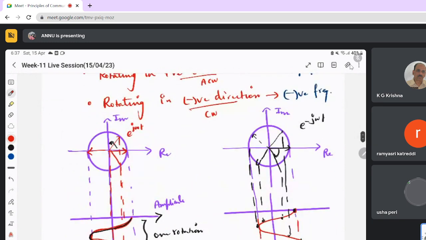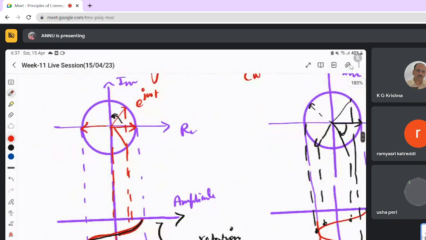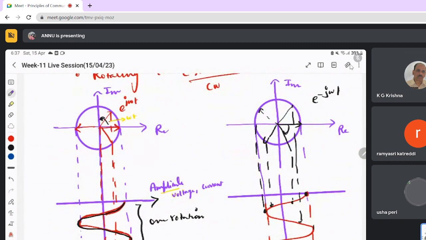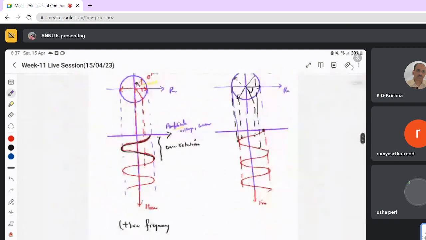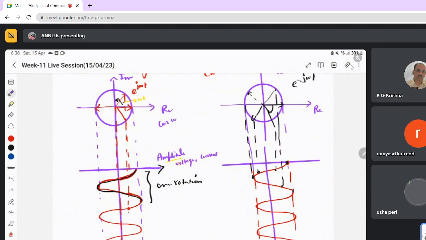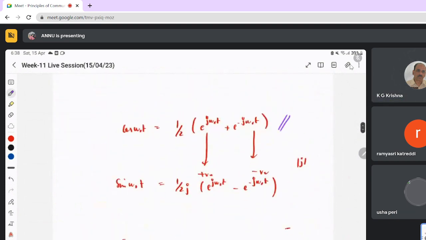So let us see how it affects the time domain. If you plot in real and imaginary axis, you have this e power j omega t with the angle of omega t. And here in time domain, this is the amplitude, which can be voltage or current. Amplitude means magnitude, which I refer to in that particular case. So this e power j omega t will have the sine function with this particular frequency. We were representing this as cosine, cos omega naught t. We are taking this example.